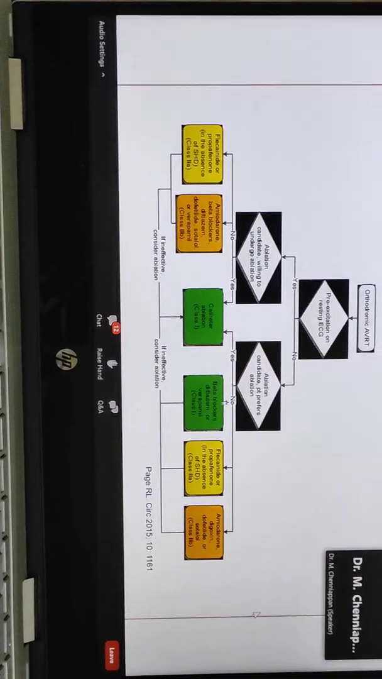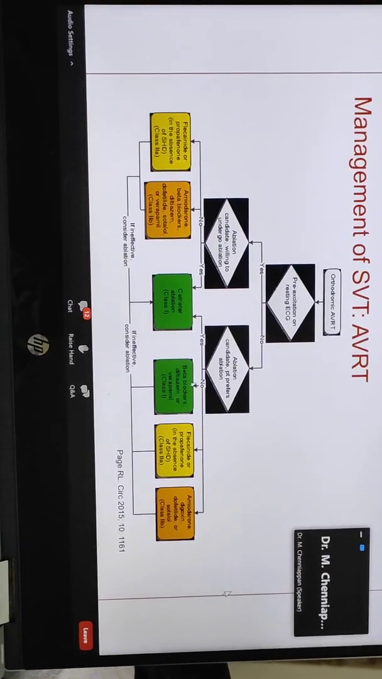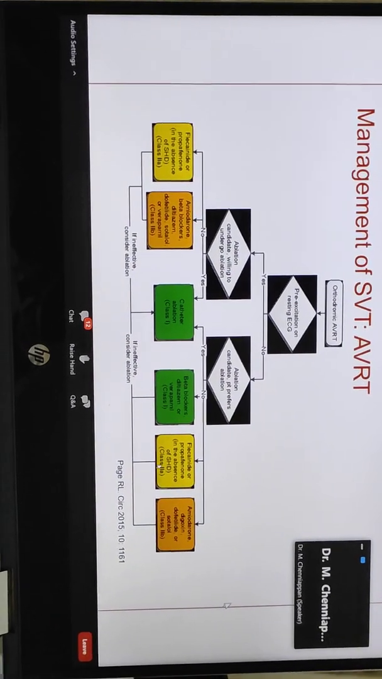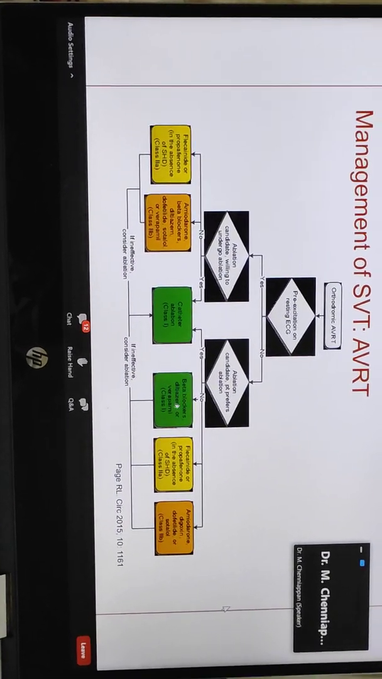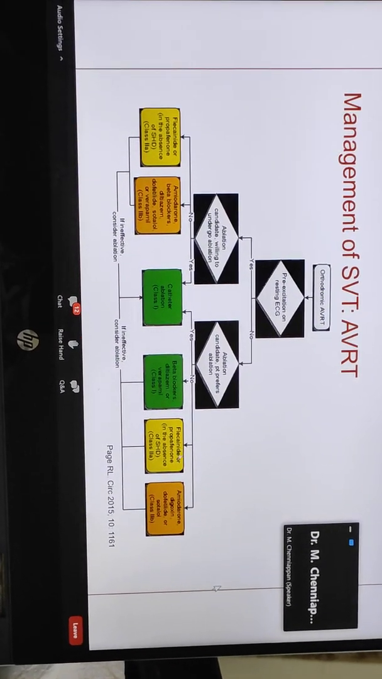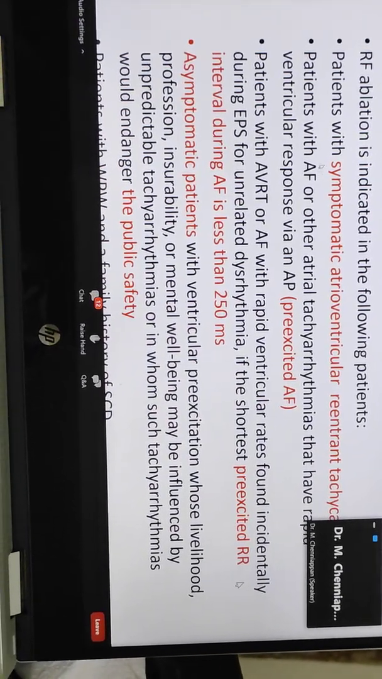Similarly, when the patient has a concealed accessory pathway, which I will describe later, they can go for ablation if willing. Otherwise, the same approach: beta blockers in patients who are not going for ablation, amiodarone when there is structural heart disease, and flecainide and propafenone when there is no structural heart disease.